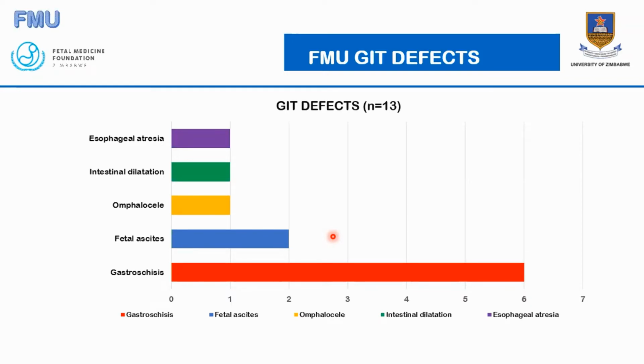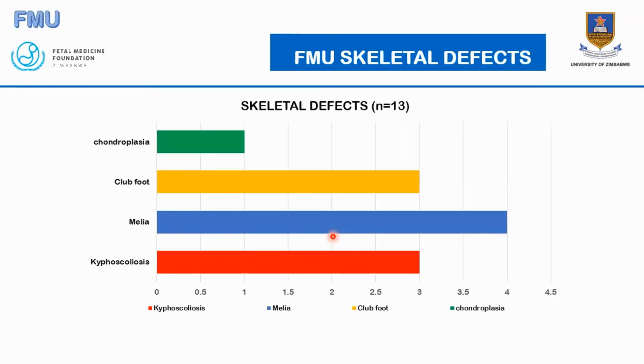Then we have fetal ascites or omphalocele, and on the skeletal defects we have short extremities, which is micromelia. Then we have kyphoscoliosis, clubfoot, and chondrodysplasias.